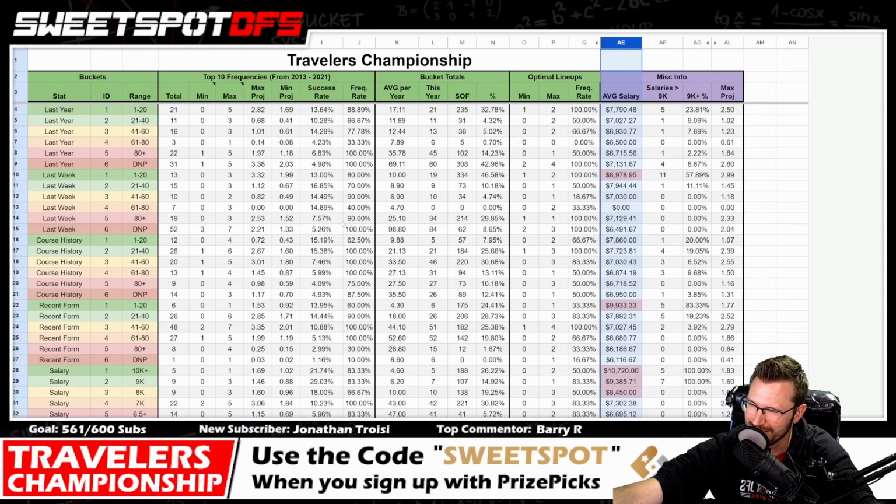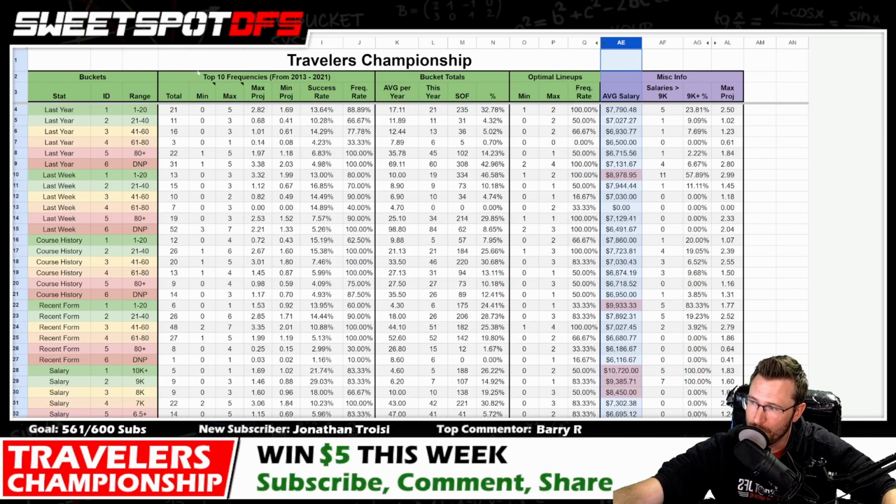Let me rephrase that. I have projections for each of these buckets for how many golfers I think out of those buckets will finish inside the top 10. And we're going to go bucket by bucket to see what those projections are.